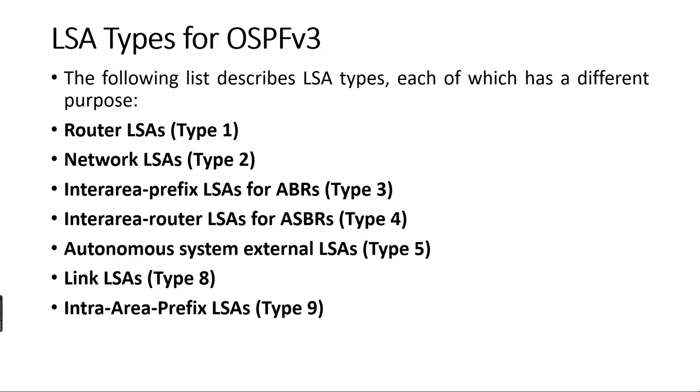And the last one is type 9, which is intra-area prefix LSAs. So the router can generate multiple intra-area prefix LSAs. This can be for each router or transit network, each with a unique link state ID. And this link state ID for each intra-area prefix LSA describes the association to the router LSA. So these are the link state advertisement types which are utilized in the OSPF v3 protocol.